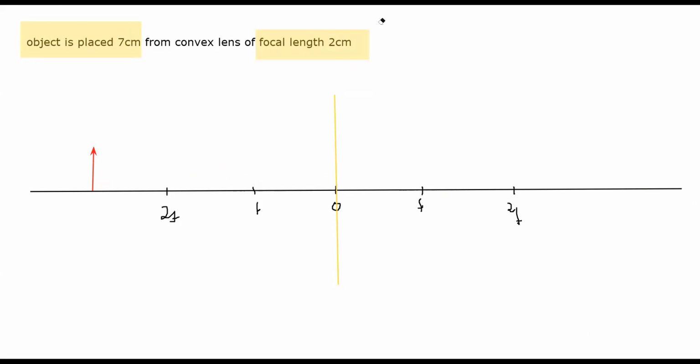Now what you will do, the light rays which you will take, it's up to you. There are 3 ways you can draw the light rays, but only 2 are enough to show formation of image. A parallel light ray, from where it will pass? So it will pass through focus.